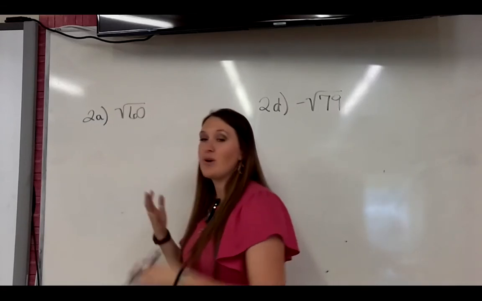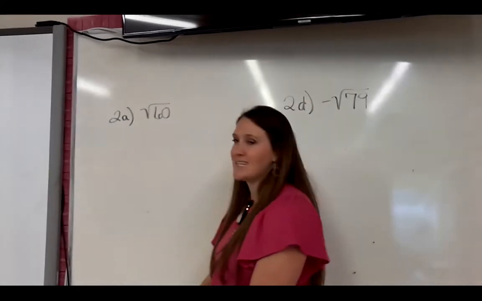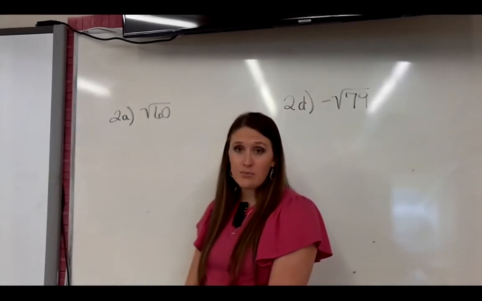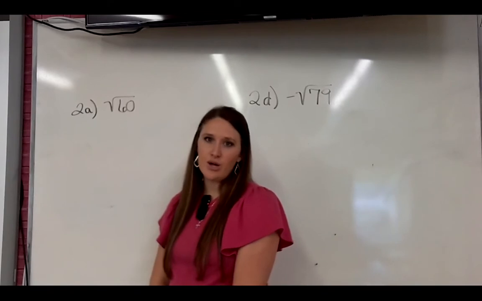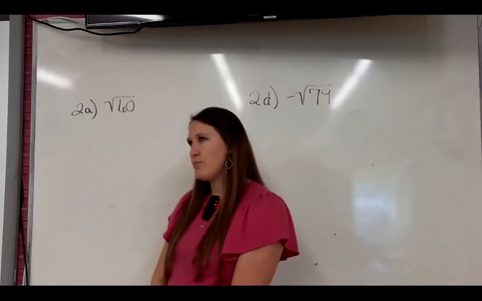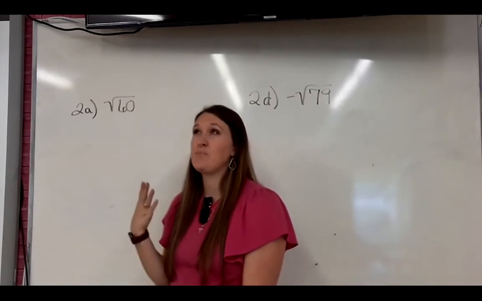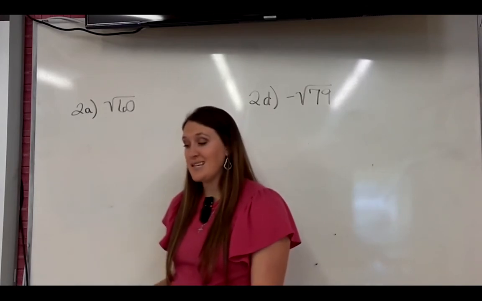So what we're having to do is we're estimating. So square root of 60. Now that's not a nice number, so we look at what it's close to. So I know, if you don't, just think of numbers. So if I did 6 times 6, that's 36.